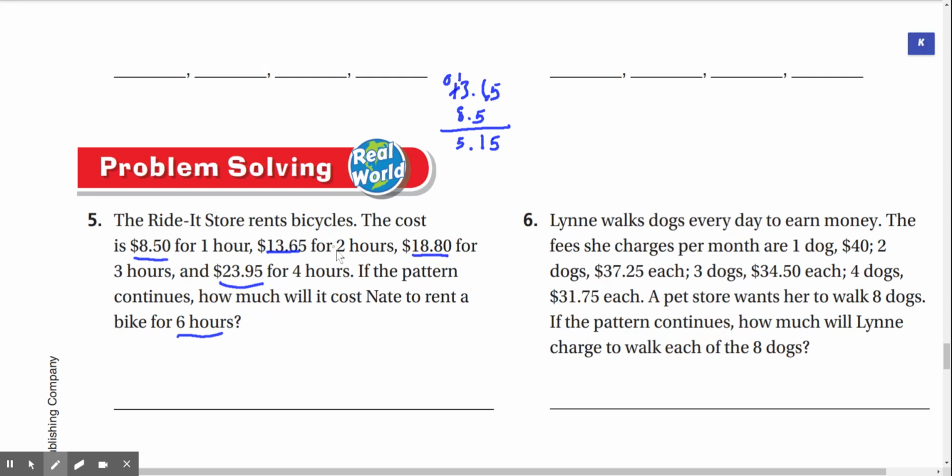Now, if I want to see if this rule is the same throughout the entire question, I'm going to add 5.15 to 13.65. And if the rule is the same, I will get 18.8 plus 5.15. We're going to add these two. 5 plus 5 is 10. 6 plus 1 is 7. Plus another 1 is 8. 5 plus 3 is 8. And 1 plus 0 is just 1. So I have 18.8, which is our second hour.